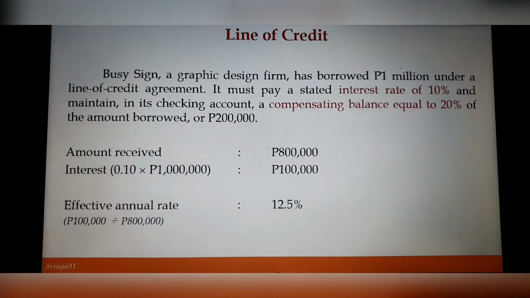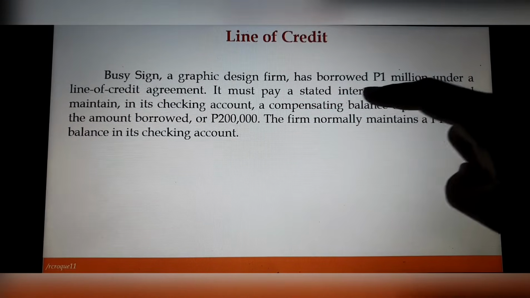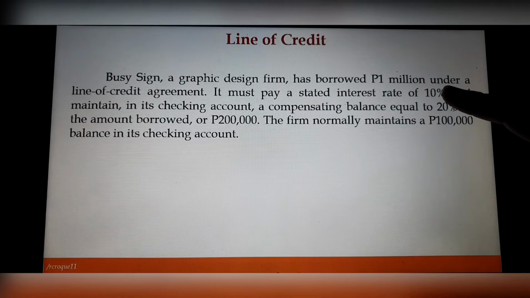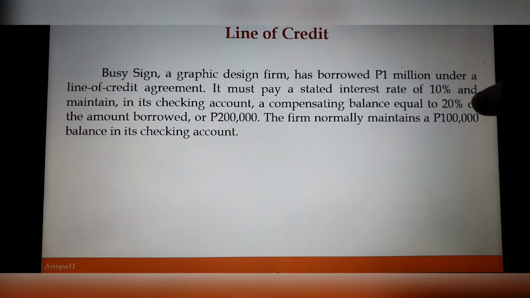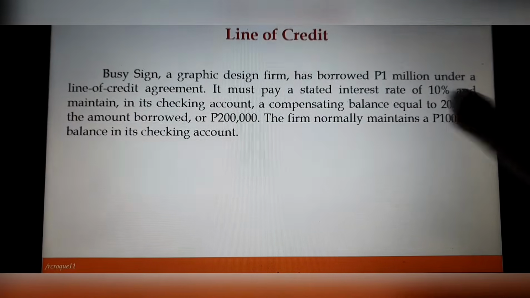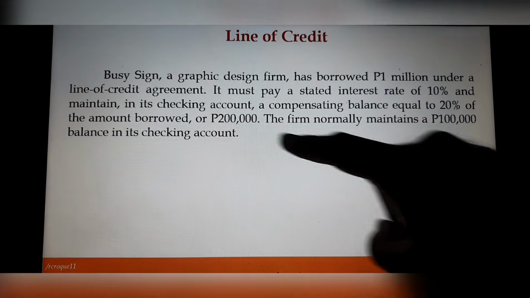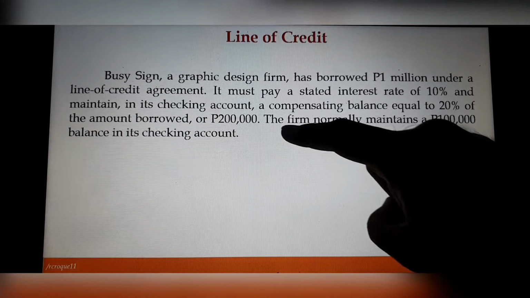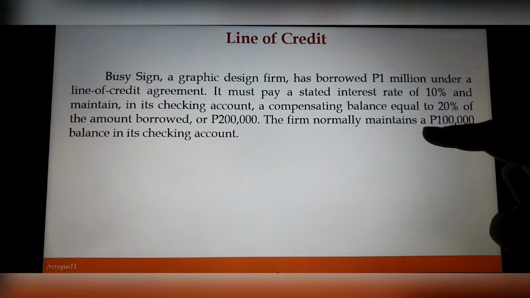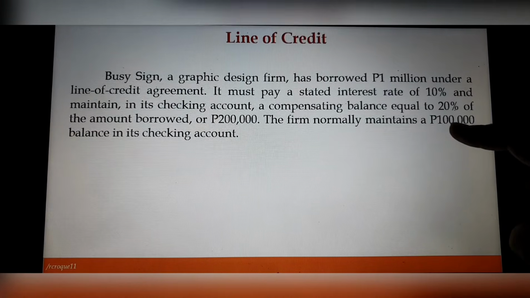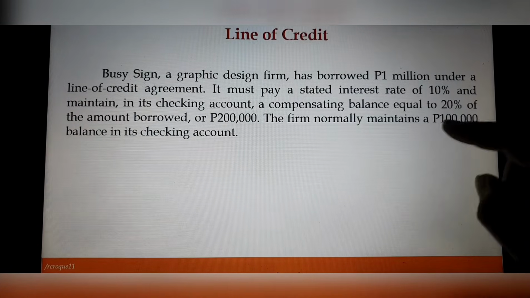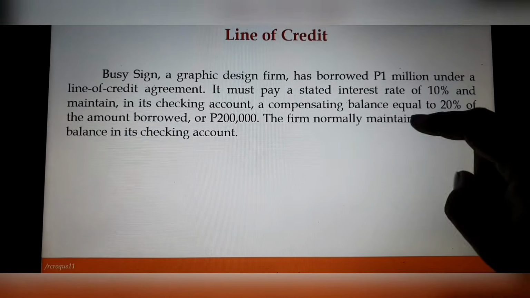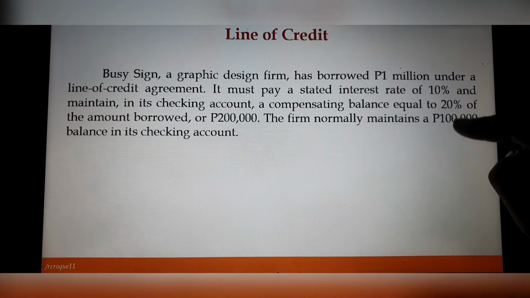Let's take a look at this scenario. So, business sign pa rin ang hiram ng 1 million under the line of credit. It must pay a stated interest rate of 10% and compensating balance of 20%, which is 200,000. Okay, sabi rito, this is important. The firm normally maintains 100,000 balance in its checking account. So, ibig sabihin, meron ng 100,000 na nasa compensating balance ni business sign.